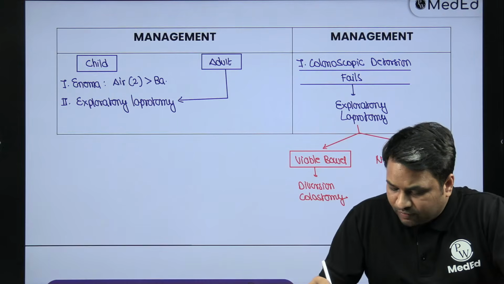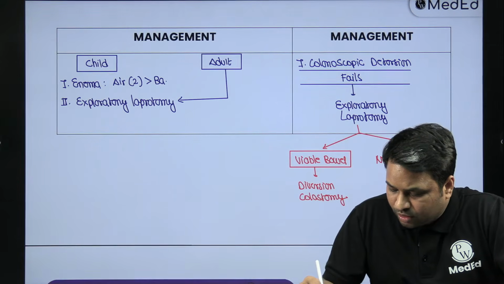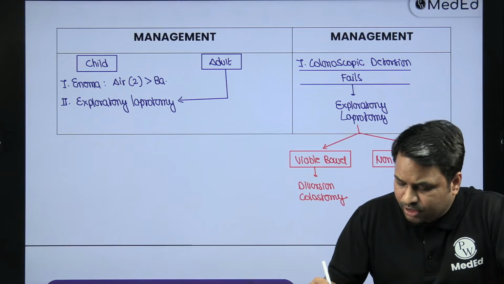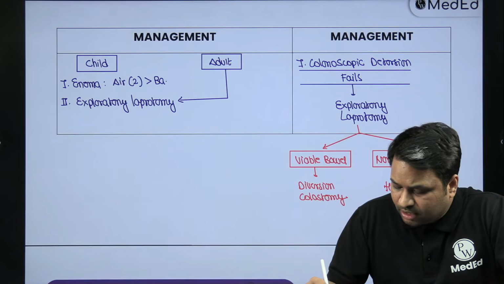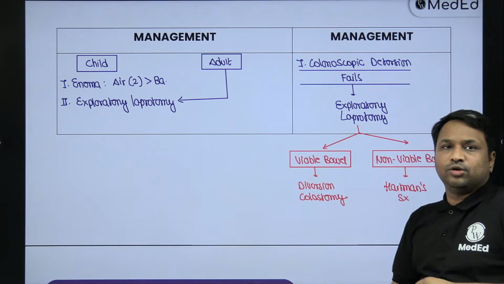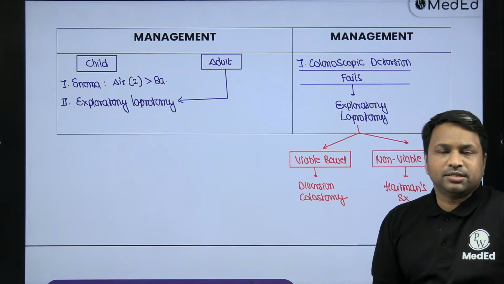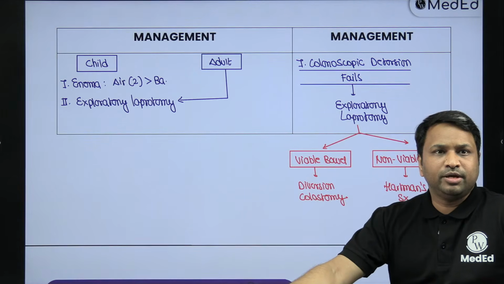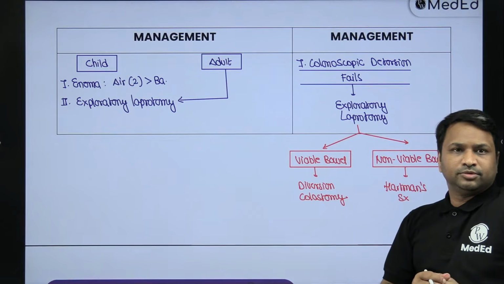If it is a non-viable bowel, then you will do a Hartmann's surgery. Non-viable bowel basically means gangrene, right? So here you will perform a Hartmann's surgery. Hartmann's surgery is going to be a temporary colostomy. Clear?